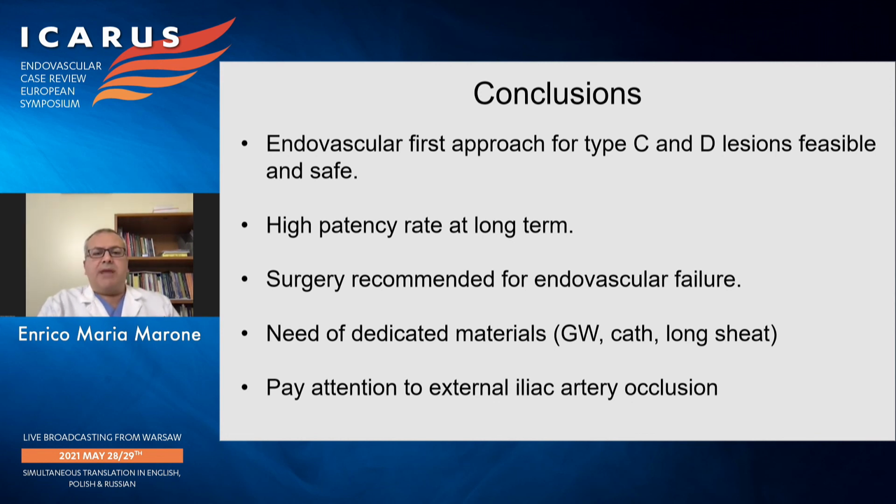So in conclusion, Mr. Chairman, dear colleagues, the endovascular first approach for type C and D lesions is feasible and safe, with a high patency rate in the longer term. Surgery is recommended, in my experience, only for endovascular failure. We need dedicated materials: guide wires for CTO, dedicated catheters, and long sheaths when we want to approach in an antegrade way from the transbrachial or transradial access. And please pay attention to the external iliac artery occlusion.